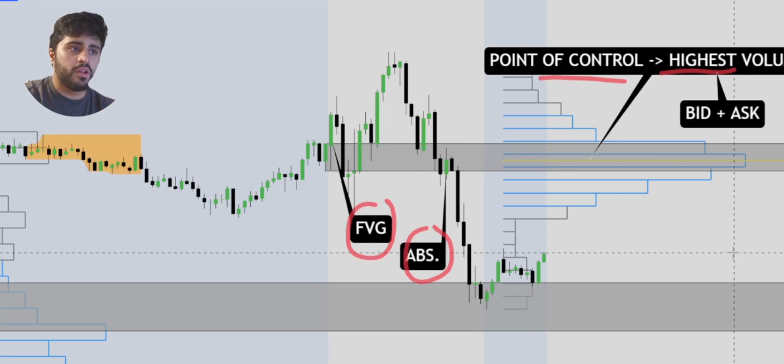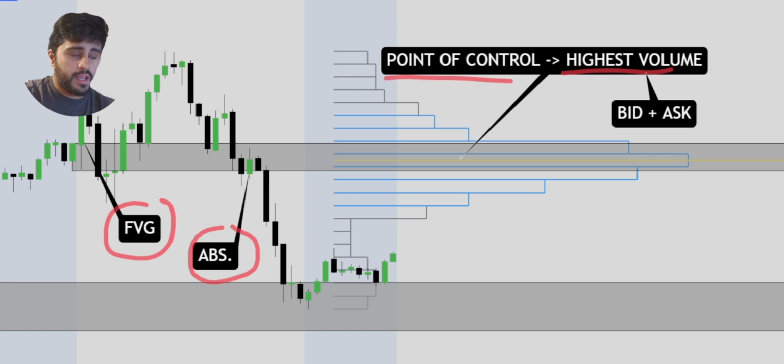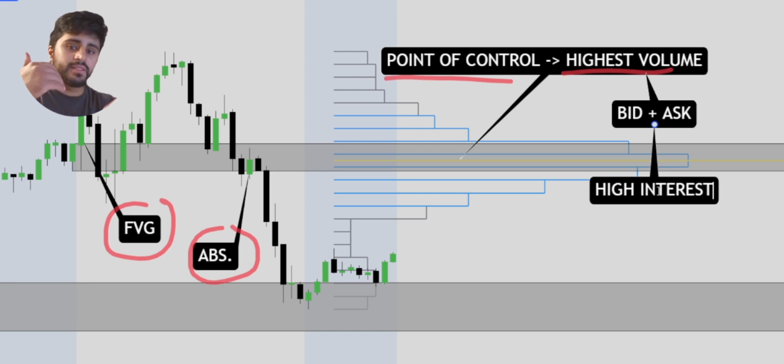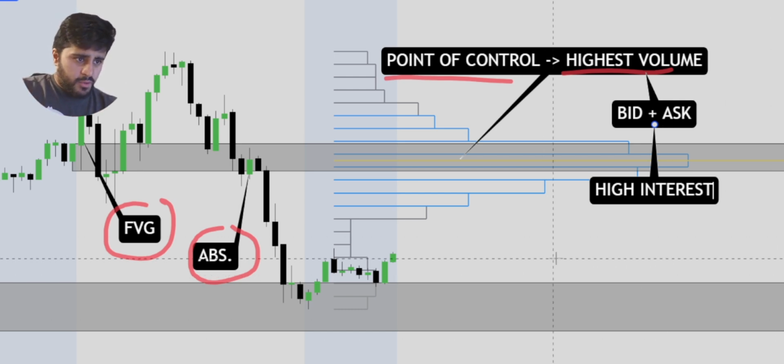Now that is a good sign, right? Because high volume corresponds to high interest. And high interest is where you want to be trading from. Interest meaning buyers and sellers are interested in trading at that price. They like that price. They think that is a fair price in the market. So anyone who's stuck on key levels, this is my basic framework to finding them.